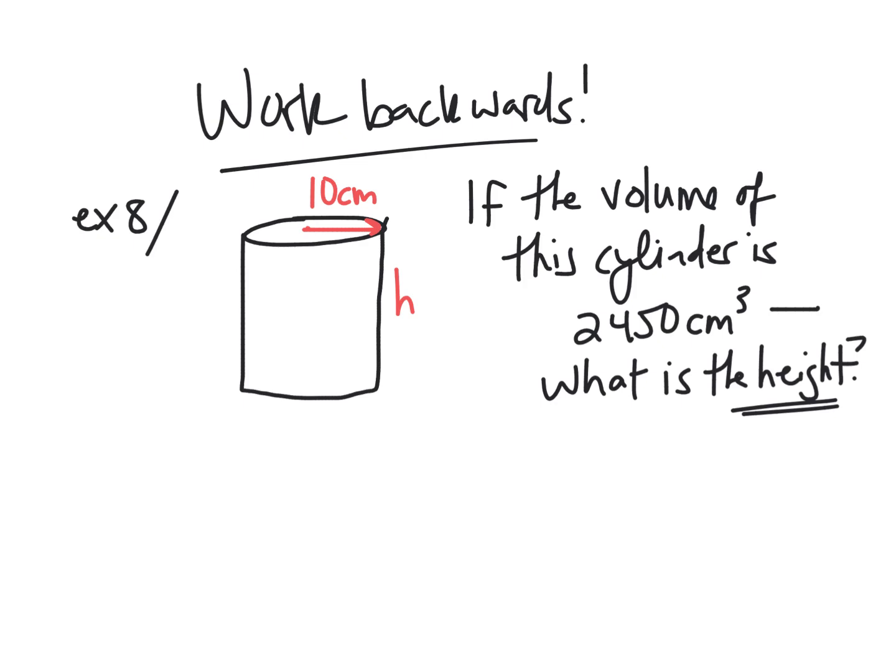Now, for this one, let's practice working backwards. What if, in the question, instead of being given all the dimensions, you're given the volume, and you said the volume is 2,450 cubic centimeters. What is the height? Well, you can actually plug everything you know into the volume formula, area of base times height, okay? In this one I've made the height little h, but there's no golden rule on that. Okay, so area of base times height.